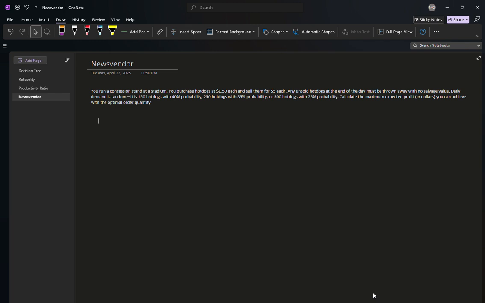Let's imagine you're running a hot dog stand at a stadium and each hot dog costs $1.50 to buy and sells for $5. But here's the thing, whatever you don't sell gets tossed, no refunds, no leftovers, no fridge. So we're trying to maximize our expected profit, and we got three possible demand levels.